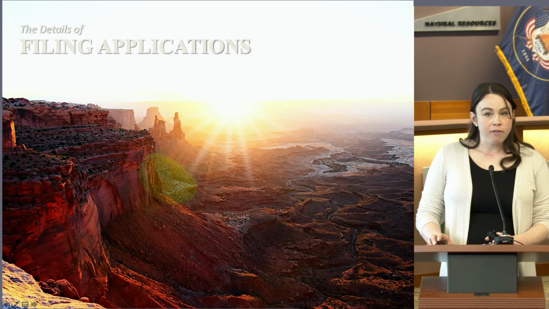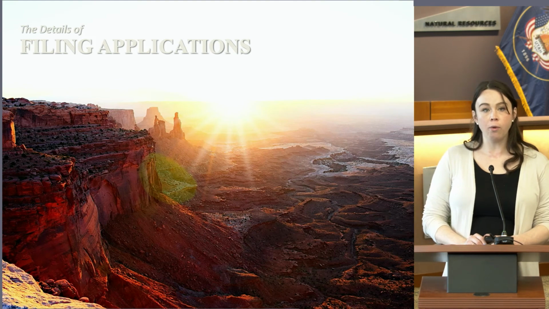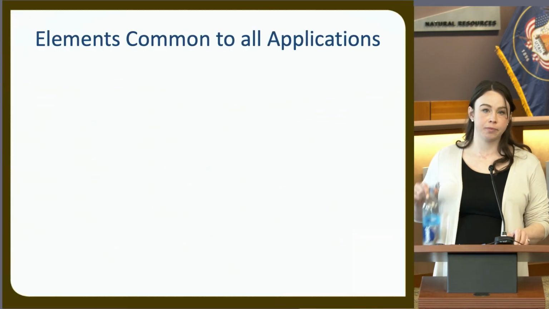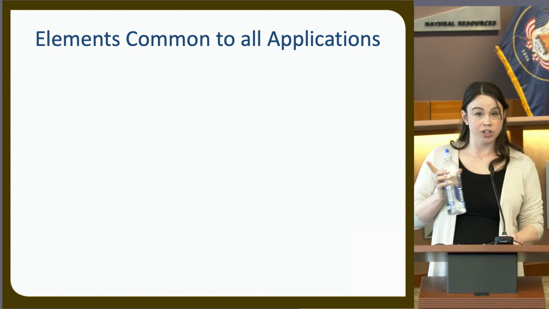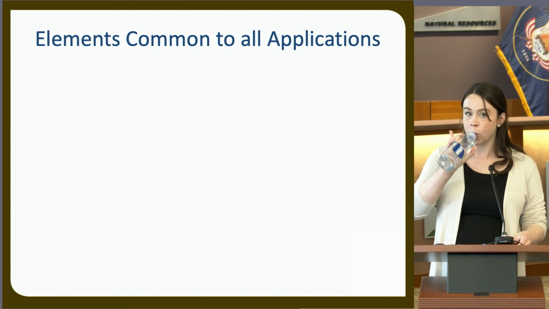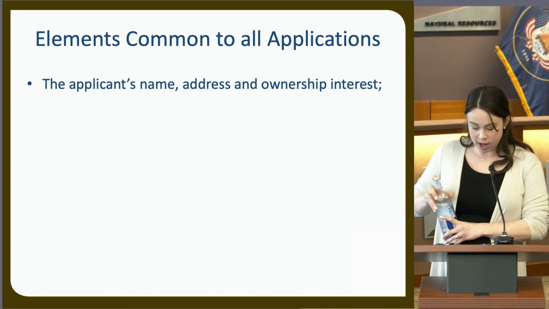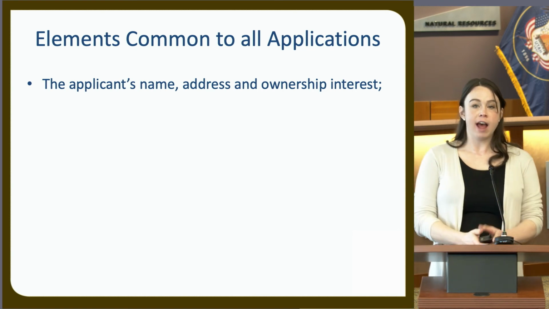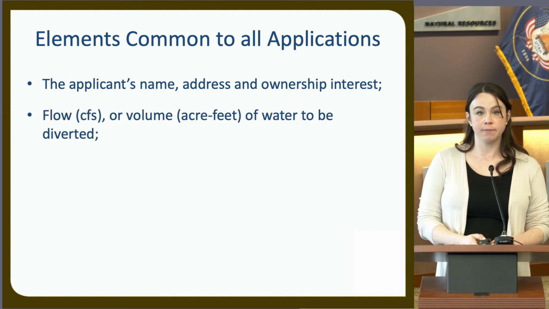All right, so now that you have a background on our website and some of the helpful places you can go, let's talk about actually filing applications. There are some elements that are common to all applications, whether that be changes, exchanges, or applications to appropriate. The first is that we will need to know, obviously, the name of the applicant. We do need a valid address, and we'll want to know the ownership interest you have in the right.